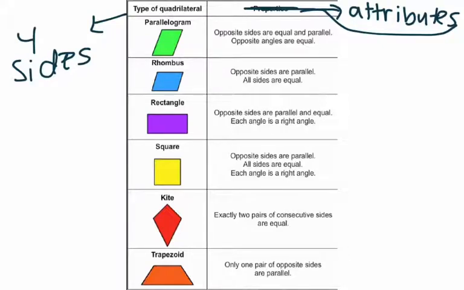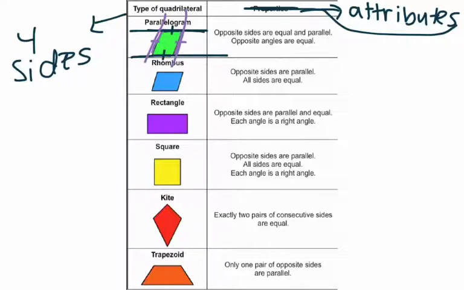Well, the opposite sides are equal. So this side is the same as that side, equal. This side is the same as that side. And the opposites are parallel. So if I were to extend out the lines, they would never touch. Same with this side. They never touch. They just keep on going.